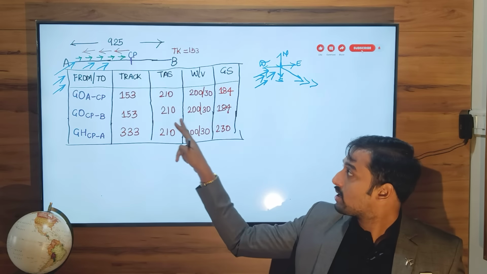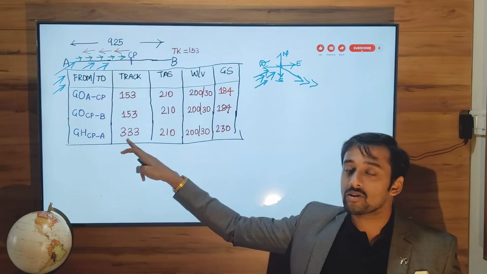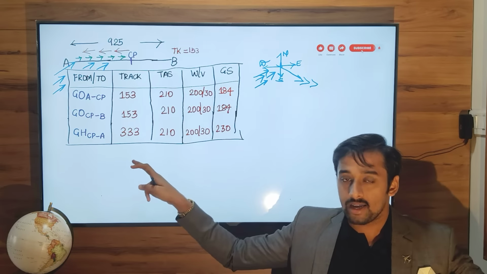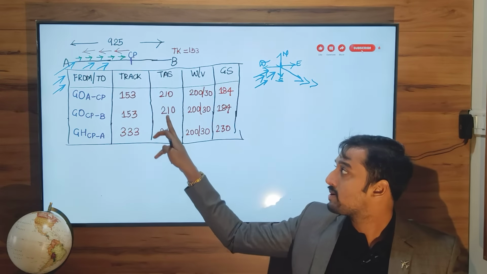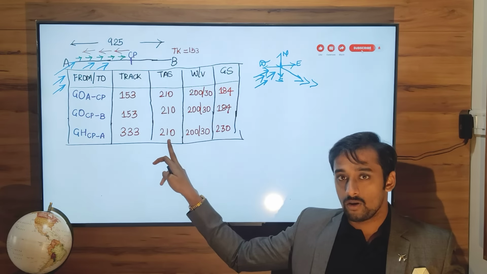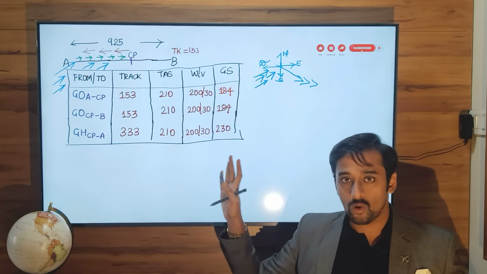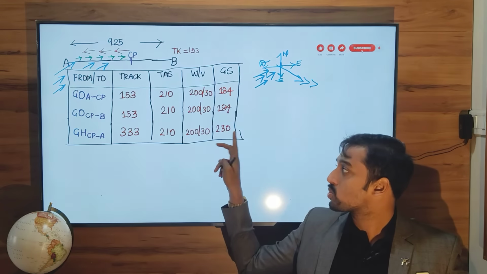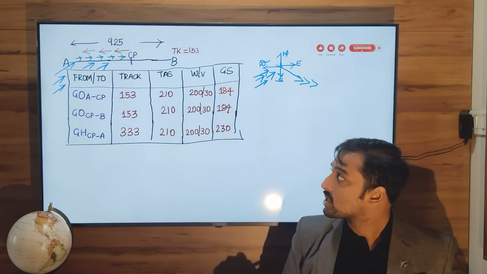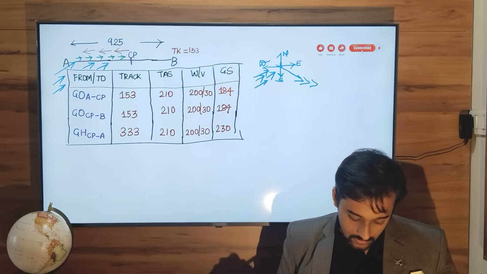So from CP to B it is 184, and if you want to come back from CP to A after engine failure, your task should be less than 210. But in this question that's fine, just use what is given. So it is 230 knots. Next point.